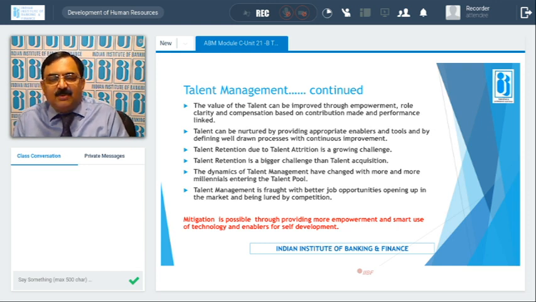So the trend is to have two types of compensations. One is the fixed portion, and then there is the variable portion. The variable portion is automatically linked to the performance and the kind of contribution and output which the talent can deliver.